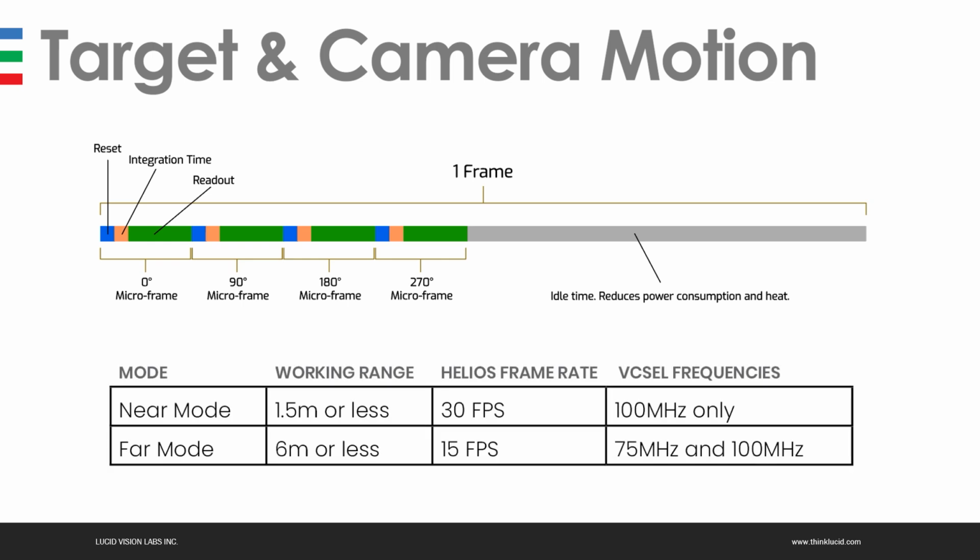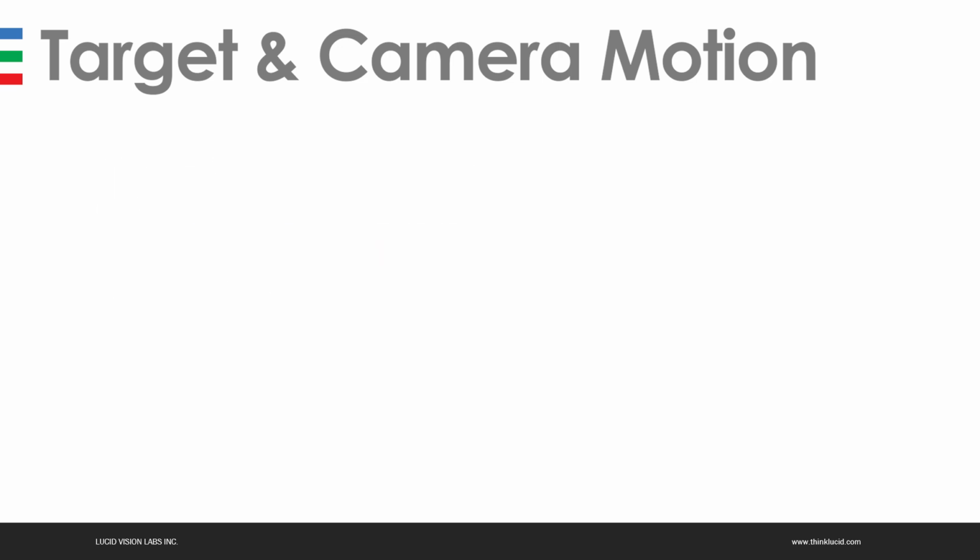In addition, we also have to be aware of the camera's working frame rate. The Helios camera has 2 modes: near mode, with a working range of 1.5 meters or less and operating at 30 frames per second, and far mode, with a working range of 6 meters or less and operating at 15 frames per second. Far mode on the Helios actually runs at 30 frames per second, but we split the frame rate between 2 VCSEL frequencies in order to get better accuracy and precision at farther distances.